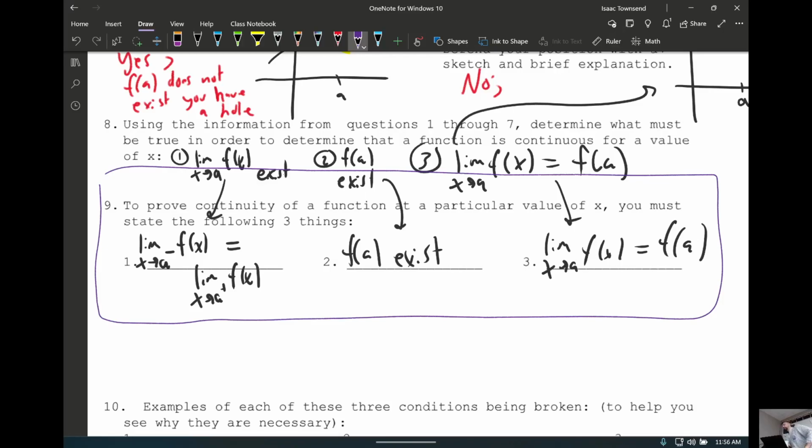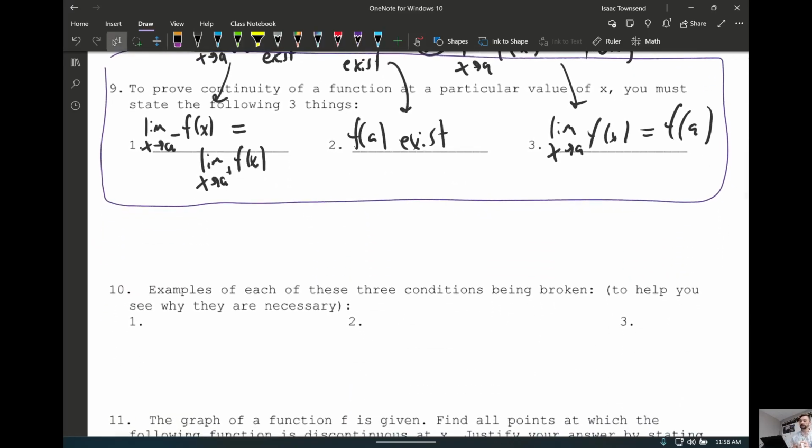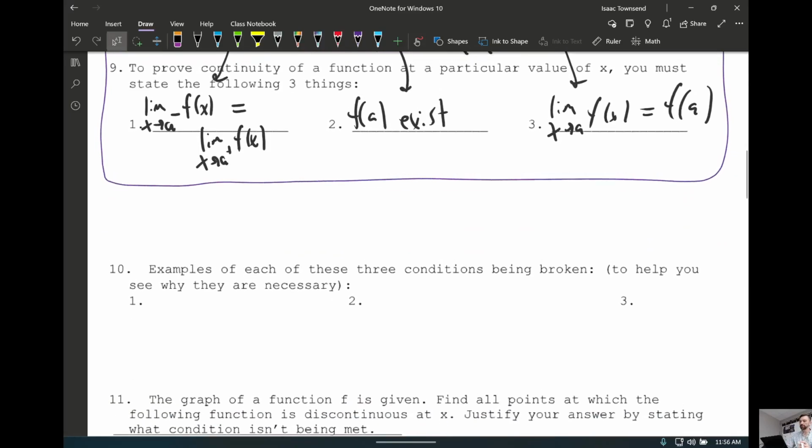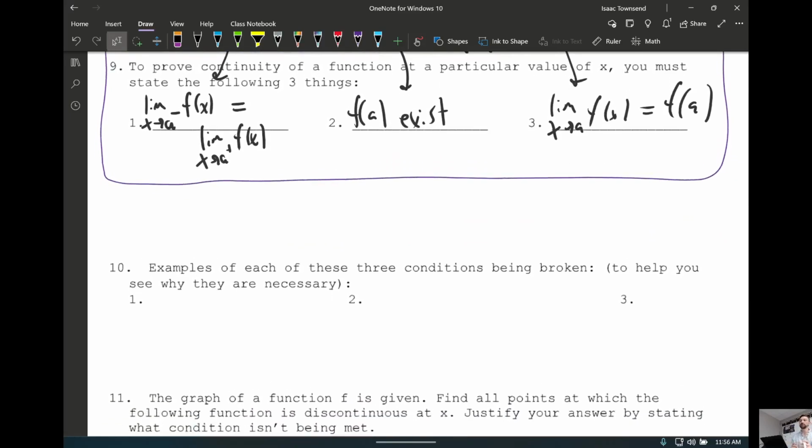And I would suspect on your next test, we will probably have one question that just straight up asks you, what are the 3 parts? You need to memorize those 3 parts. Now, one other thing I can do for you before we talk about the types of discontinuity, there's a couple different types you need to identify, is I want to make a counterexample to each of these, just because I think it helps you see why they're so important.